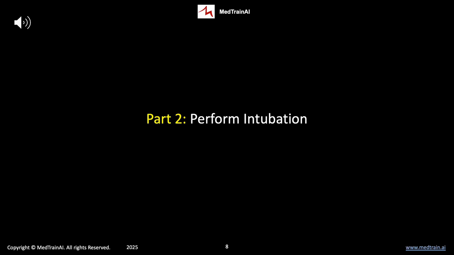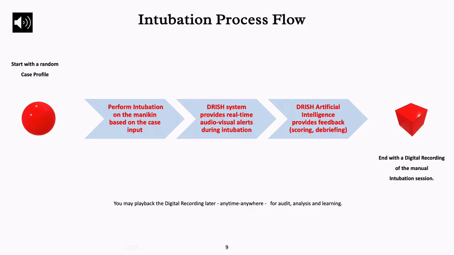Part 2. Now we will look into the intubation itself. Here is the intubation process flow. We start with a random case profile. We perform the intubation on the mannequin based on the case input. If the case profile suggests that there is a head injury, we have to be careful about the head tilt operation.